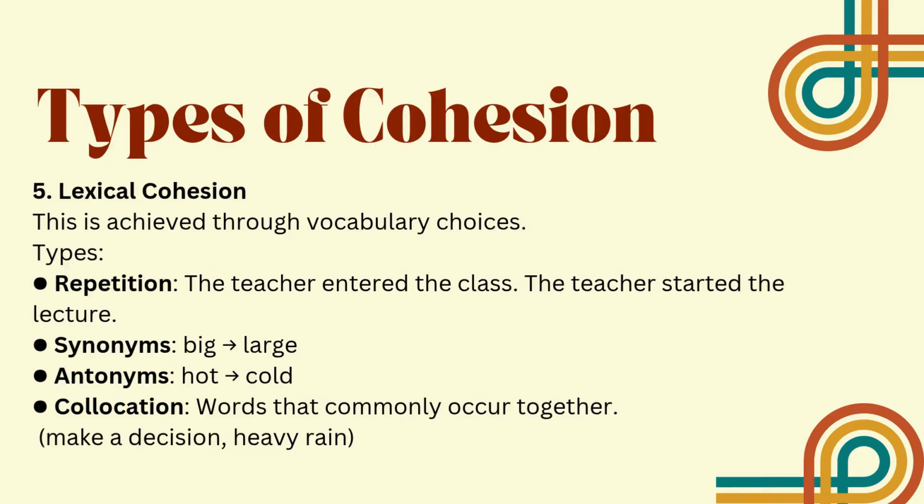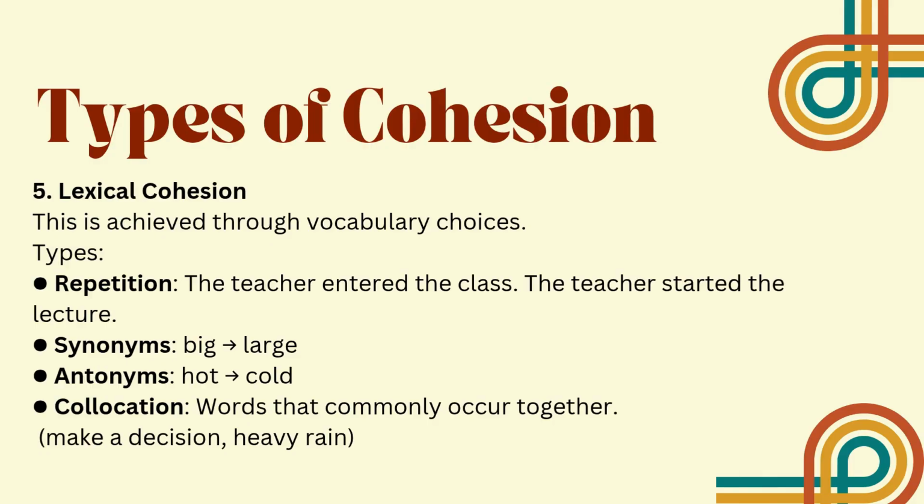Another type is lexical cohesion. This is achieved through vocabulary choices. In simple words, it is when words in a text are linked through meaning, so the writing feels connected and easy to understand. There are some types of lexical cohesion. The first one is repetition, meaning using the same words again to maintain continuity. The example is: The teacher entered the class, the teacher started the lecture. The word teacher is repeated to keep the ideas connected.